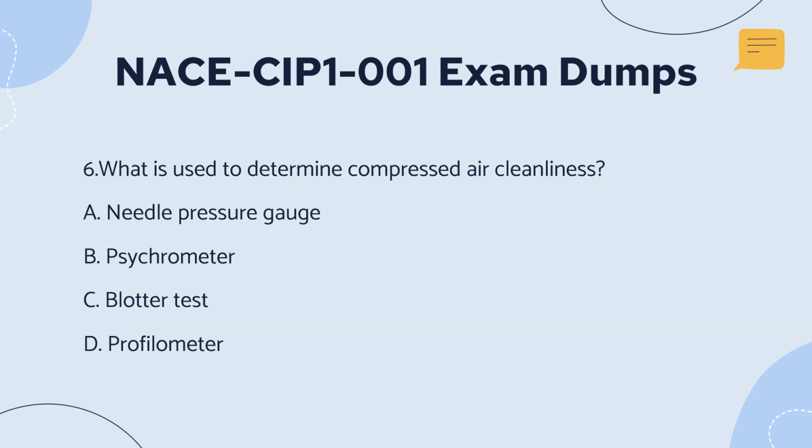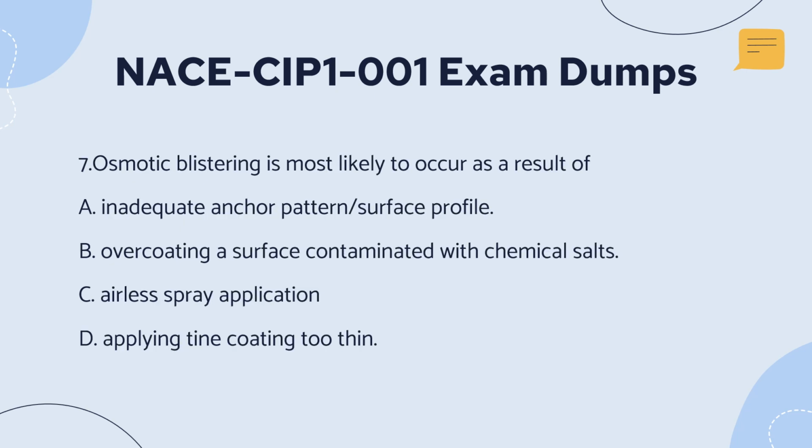6. What is used to determine compressed air cleanliness? A. Needle pressure gauge. B. Psychrometer. C. Blotter test. D. Profilometer.